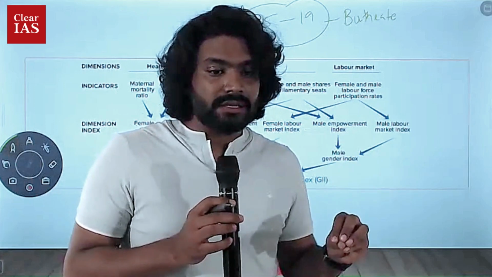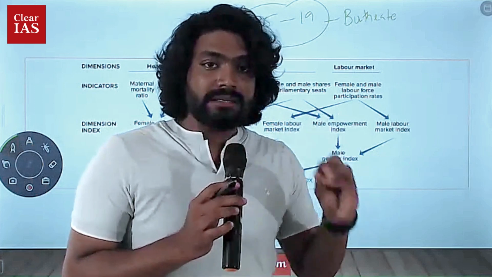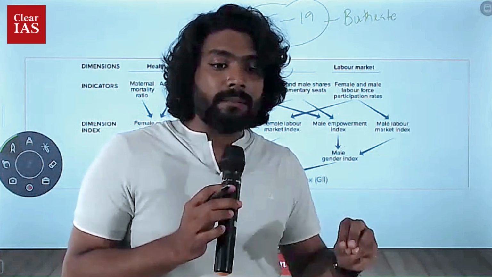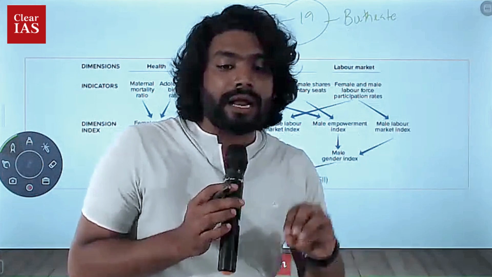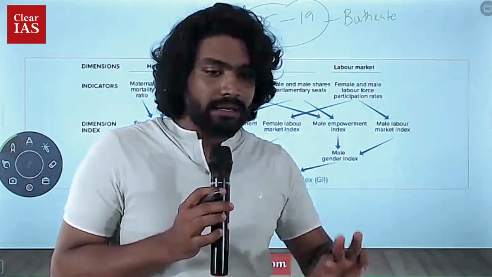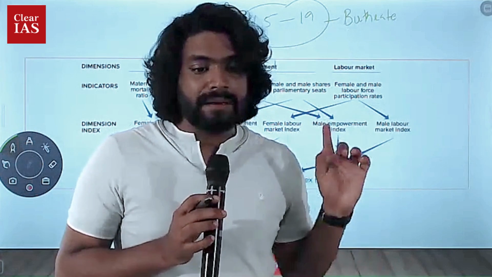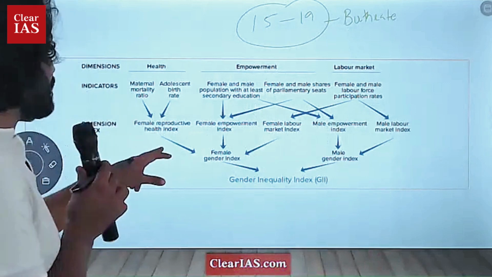Adolescent birth rate does not mean the birth rate of adolescents. Obviously not. It is the number of children being borne by women aged 15 to 19. That is an early childbearing age, with a very great impact on health, economic status, and social status. This is being measured. So this is the female reproductive health index.